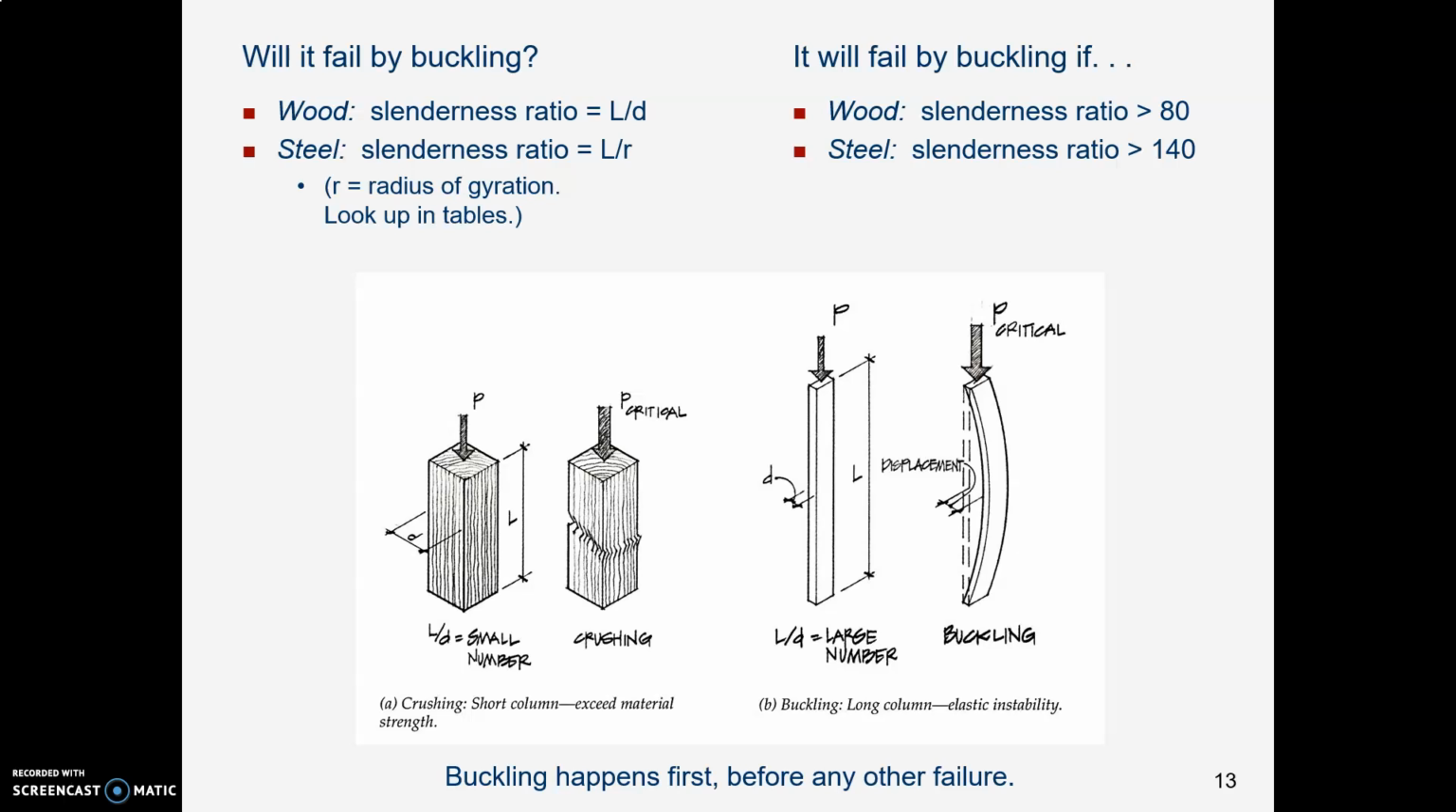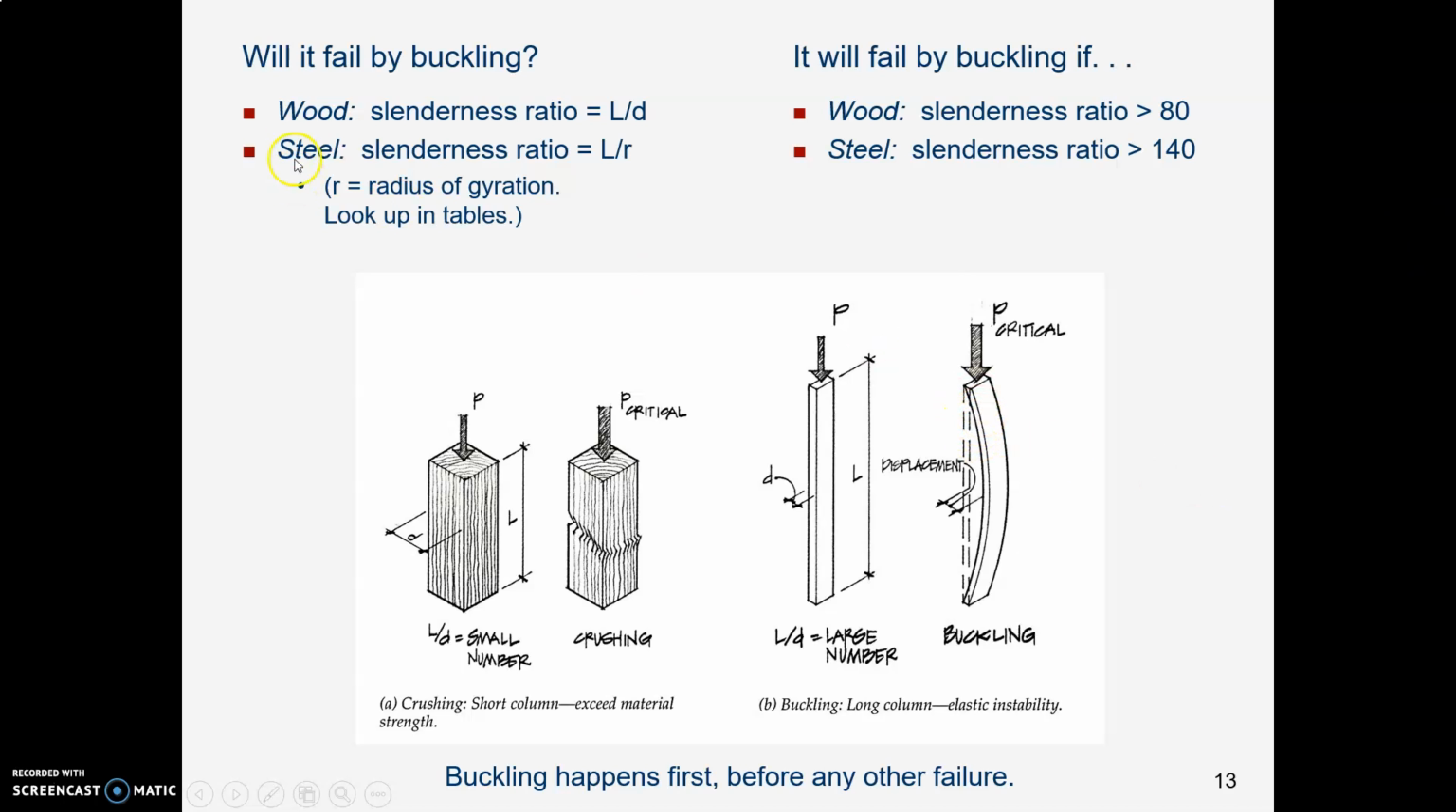To analyze whether the column will fail in buckling, to analyze the slenderness ratio, you look for a number. If you are looking at a wood column, like the picture on the right, you look at the thinnest width, we call that D, and the length of the thing, the length in inches. So length divided by the thinnest width. And for a wood column, if that number is greater than 80, it will fail by buckling, given enough load.